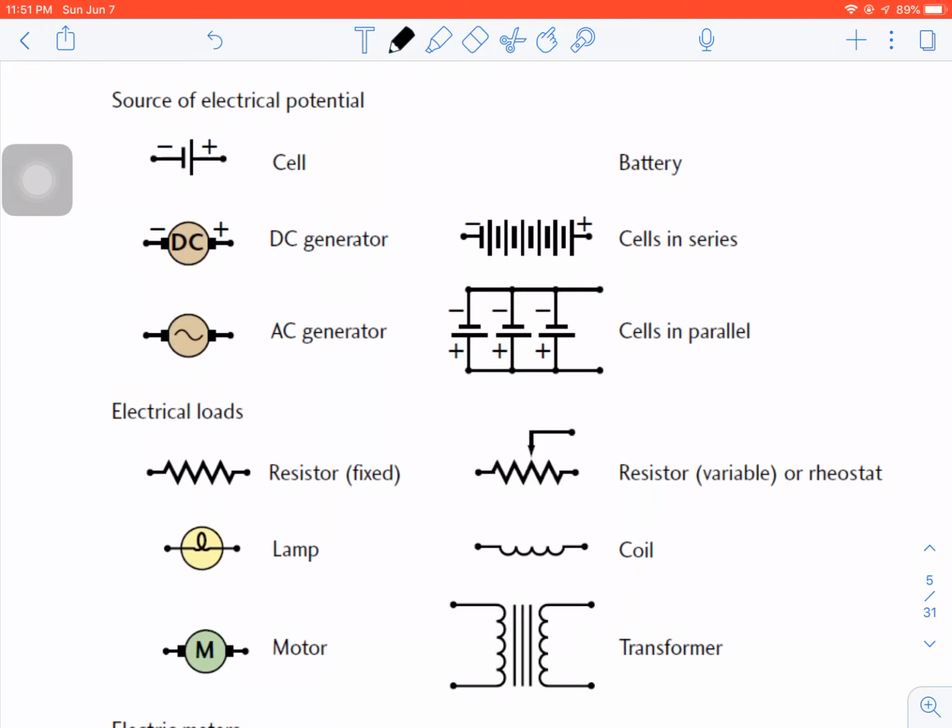So, in grade 9, we learned some of the basic symbols that we use for doing circuit diagrams. There's my cell. The cell has a negative and a positive terminal. A battery is a cells in series.